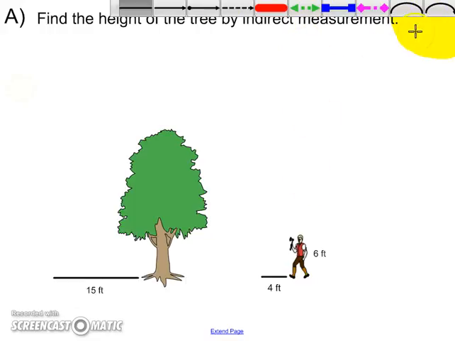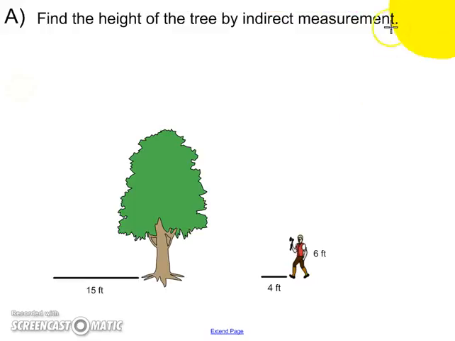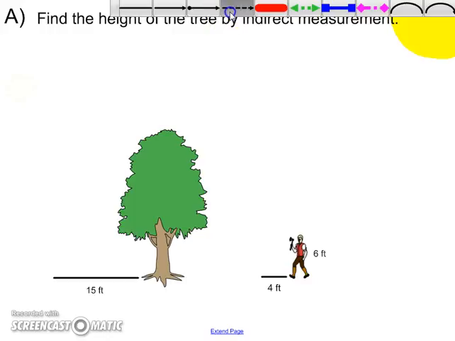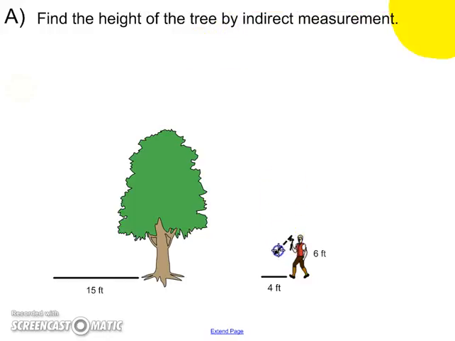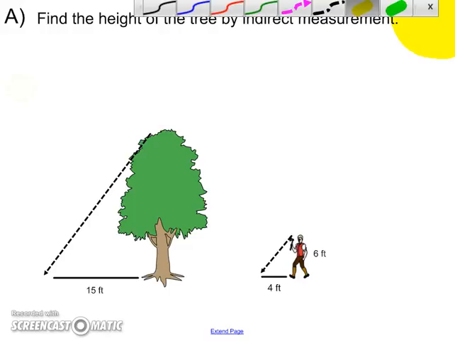Because the angle of the sun to the man and the angle of the sun to the tree are the same, we are getting a right triangle. Now this is not drawn to scale, so it's not perfect, but since the angles end up being the same, we end up with similar triangles. So I can set up ratios of corresponding sides.